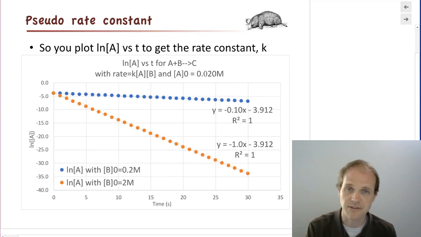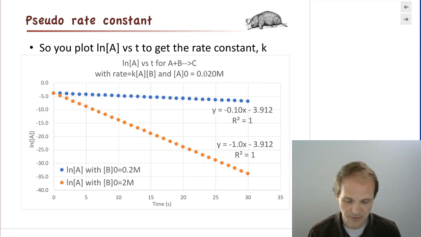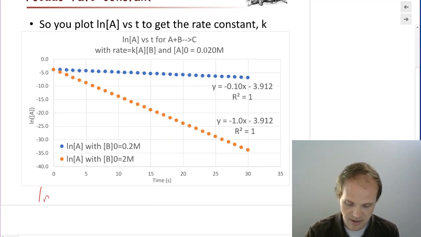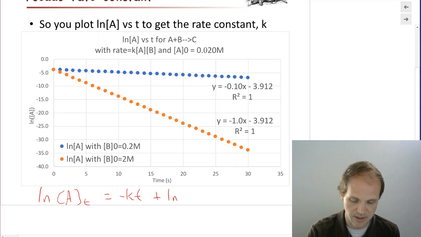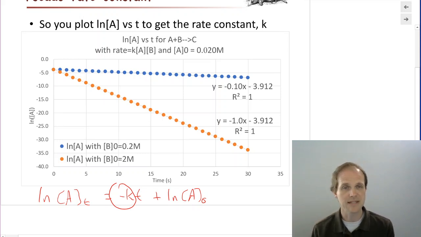It's a first order reaction, so using our integrated rate laws, we're going to plot the natural log of the concentration of A versus time. From the form of the integrated rate law, the natural log of the concentration of A at any given time is minus kt plus the natural log of the initial concentration of A. So we should find that the slope of the plot is minus k. And if k is a rate constant, our slope should be constant. It shouldn't depend on anything else.